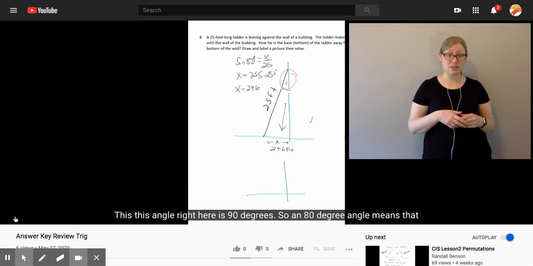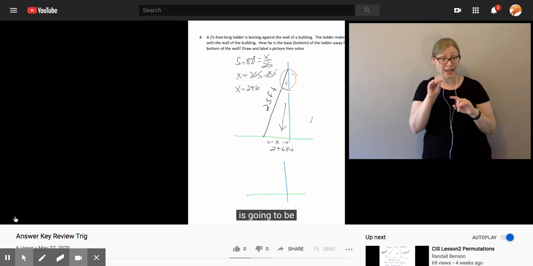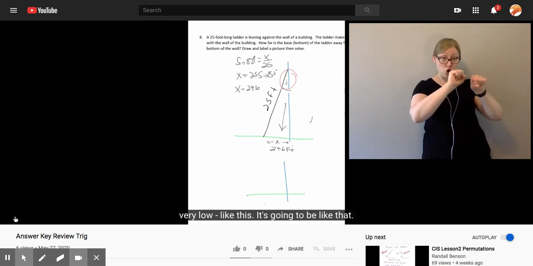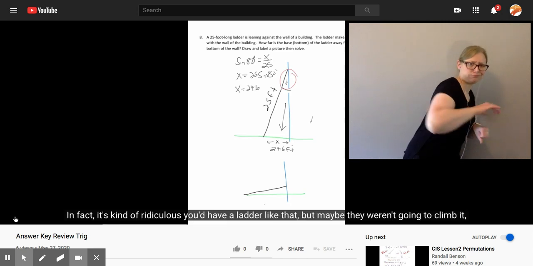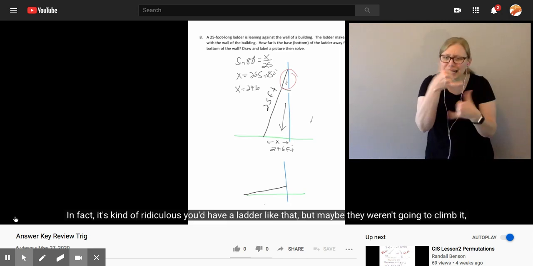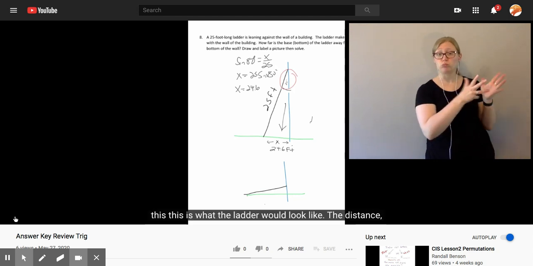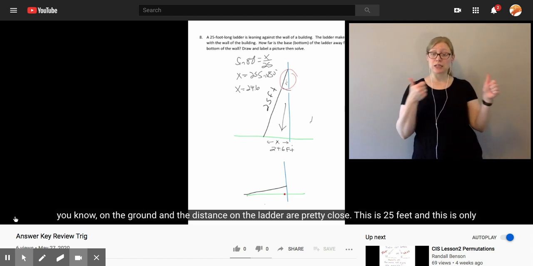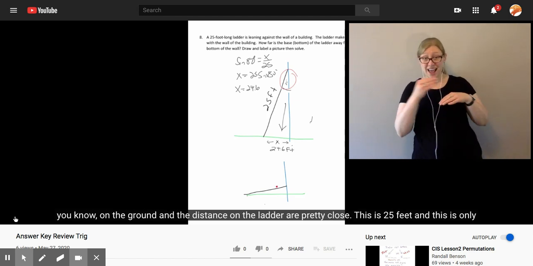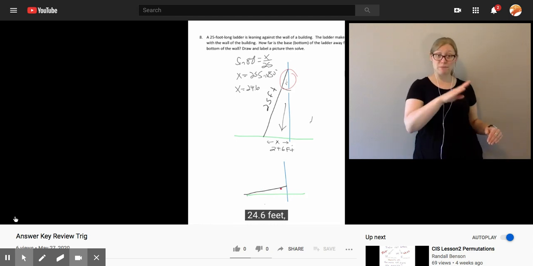So an 80 degree angle means that my ladder is going to be very low like this. It's going to be like that. In fact, it's kind of ridiculous, you'd have a ladder like that. But maybe they weren't going to climb it. Maybe they just leaned it against the wall. And so this is what the ladder would look like. The distance on the ground and the distance on the ladder are pretty close. This is 25 feet, and this is only 24.6 feet.